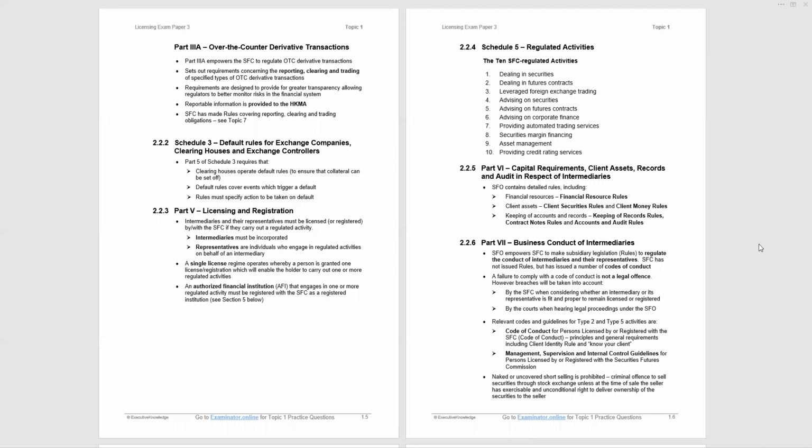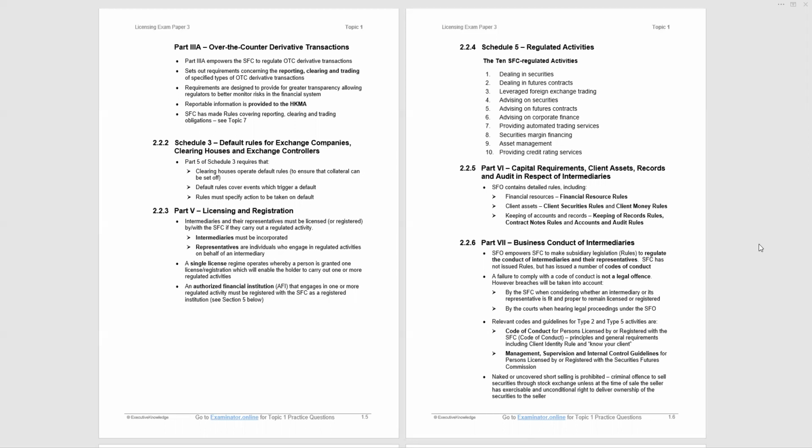2.2.2 on default rules for exchange companies. Be aware, but I wouldn't say it was central. Now, part 5 of the ordinance, paragraph 2.2.3, on licensing and registration. An intermediary, first of all, must be incorporated, but must also be licensed to carry out a regulated activity or be registered. Now, you'd be registered if you're an approved financial institution, authorized financial institution. We'll come to that at the end of this topic.